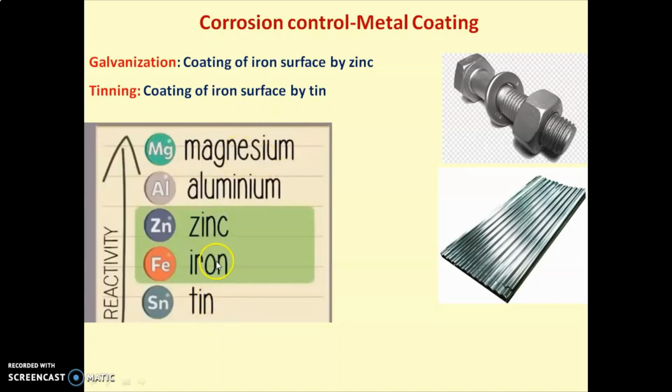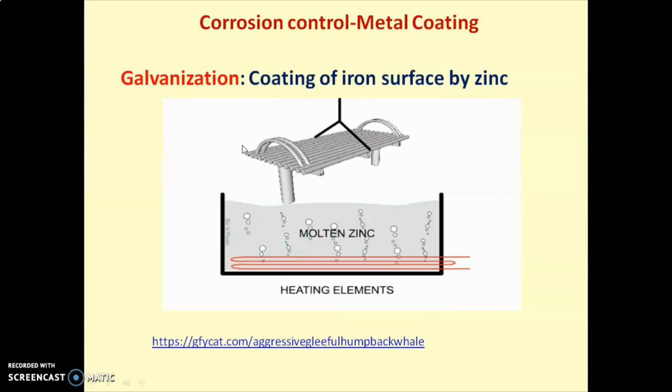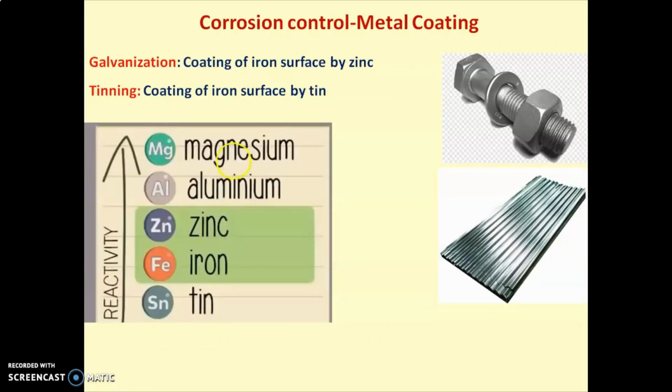If you look into this, let us see the position of iron. If you want to protect iron, it is coated by zinc. Then zinc is exposed to the atmosphere, and fatal corrosion takes place at zinc. Why? Because zinc is more reactive than iron. Similarly, when iron and magnesium are together, then magnesium undergoes corrosion because it is highly reactive and iron is protected.